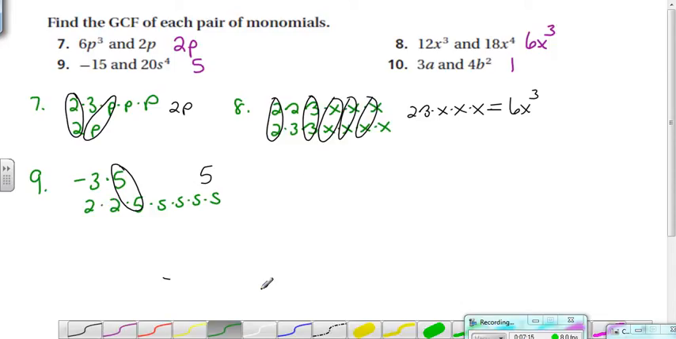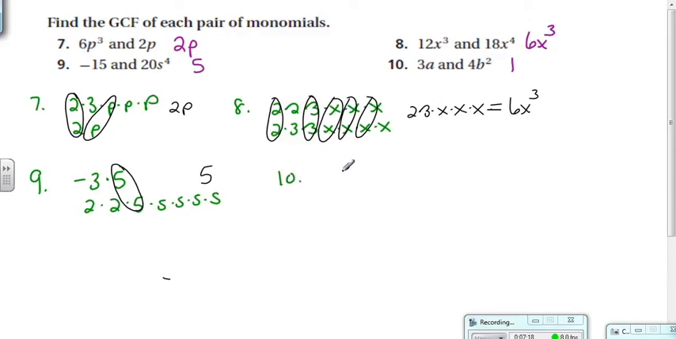So then on number 10, I would write 3 times a, and I would write 4 times b times b, or just 2 b's. So there's nothing in common, but you can always say it's 1 times 3, 1 times 4, and then they have a 1 in common. So there my GCF would equal 1.